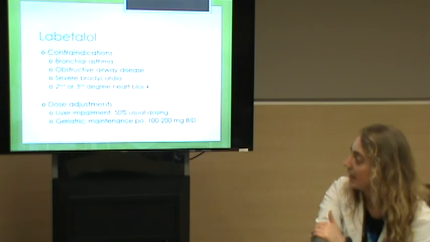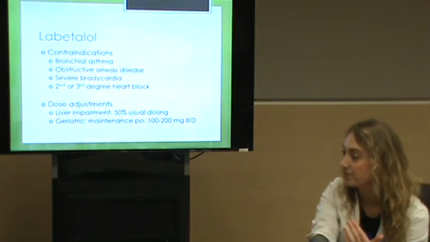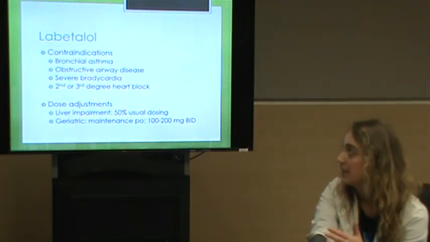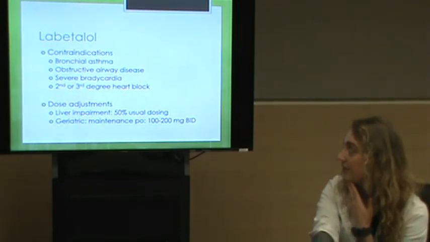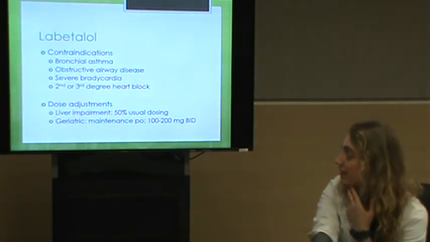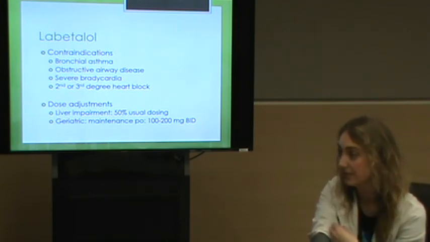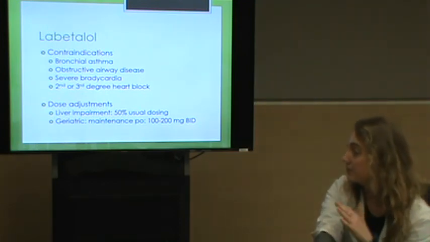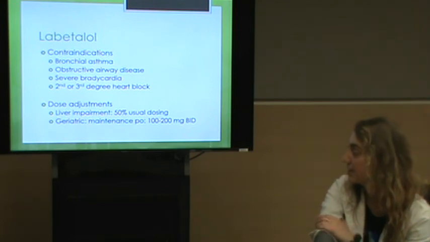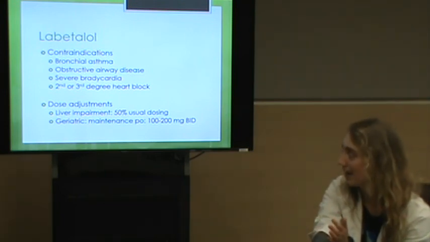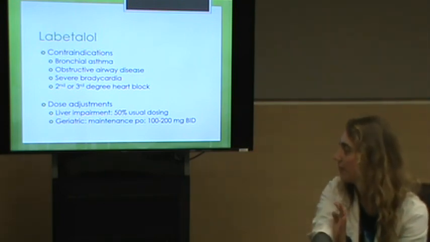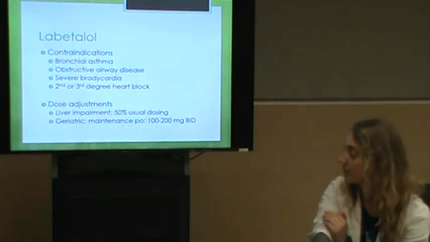In terms of contraindications, if the patient has any sort of obstructive airway disease or asthma, that would be a contraindication, as would severe bradycardia or 2nd or 3rd degree heart block. And then in terms of dose adjustments, because of the risk of hepatotoxicity, you would want to use 50% of the dose for liver impairment. And geriatric, they don't give IV dosing adjustments, but when it comes to maintenance PO regimens, you give a much lower maintenance dosing for geriatric patients.